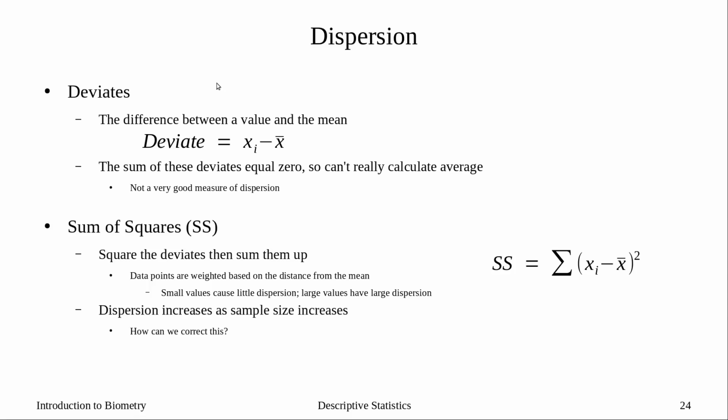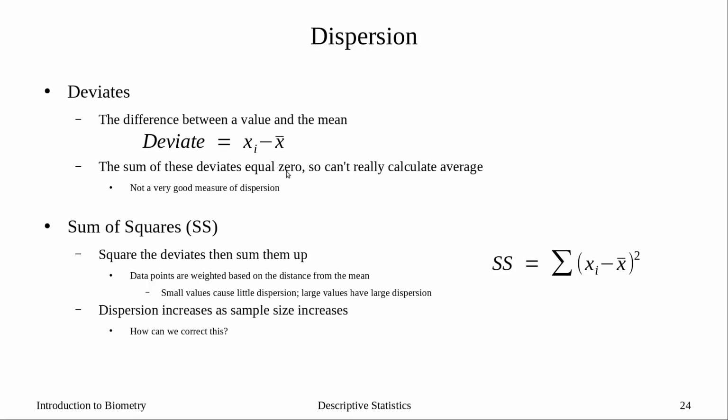So the first term is a deviate. A deviate represents the difference between our data point and the mean of the data set. The problem with reporting deviates is that if we're trying to quantify how much deviation we have in the data, it would make sense to take this value for each of our data points and add them all together to get a sum.